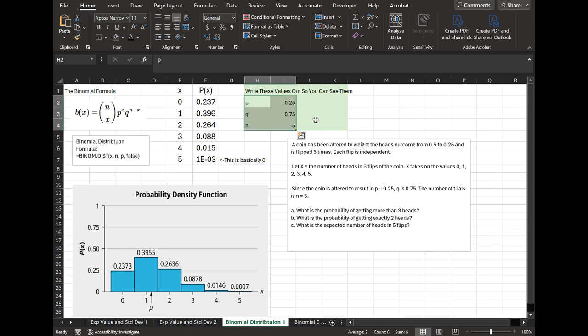Okay. So the nice thing about Excel is that we don't have to compute this formula. Excel actually understands that the binomial distribution is something that you want to use regularly.